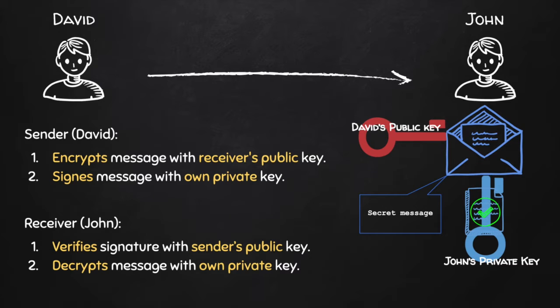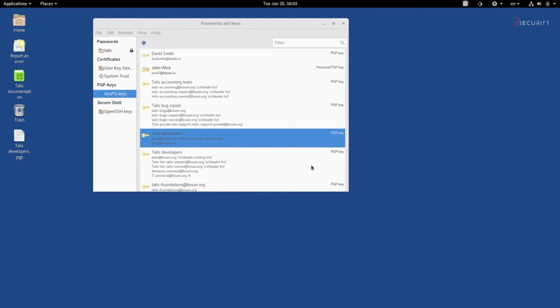Now that we understand how signing works in PGP, in this lecture, I want to show you how to encrypt messages and sign them as the sender, and how to verify the signature as a receiver and then decrypt the message. So right here, I have John's computer, and let's go ahead and send a message to David.